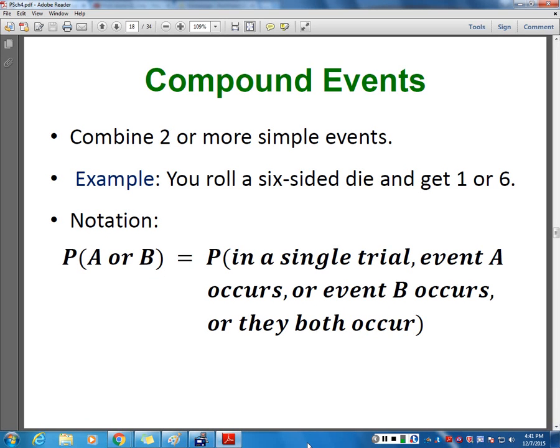Compound events combine two or more simple events. For example, you roll a six-sided die and get a 1 or a 6. Those are compound events. In notation, probability of A or B is the probability that in a single trial, event A occurs, or event B occurs, or they both happen at the same time.